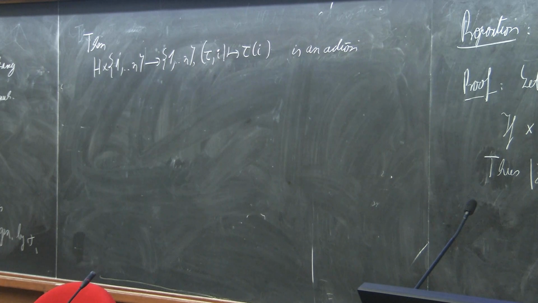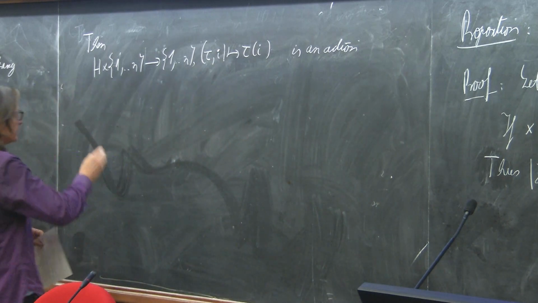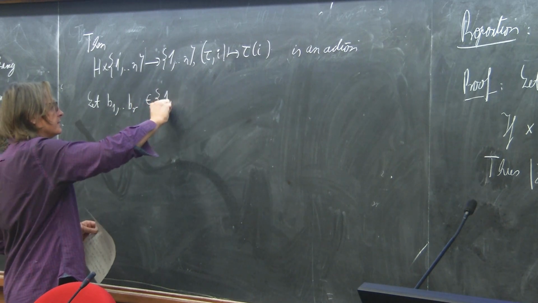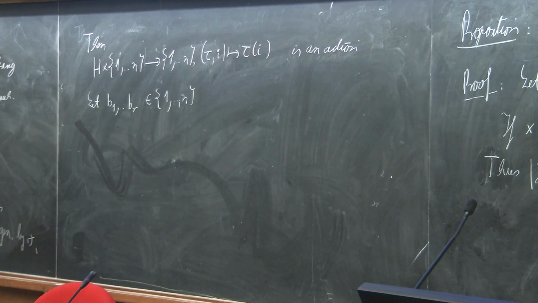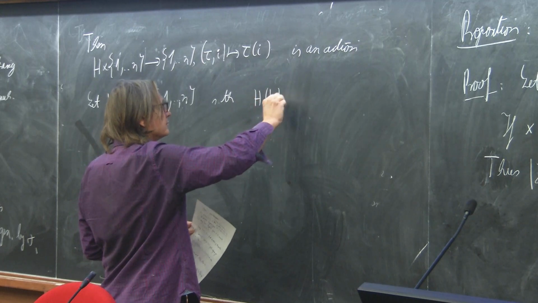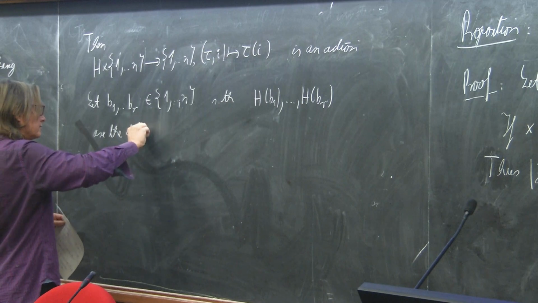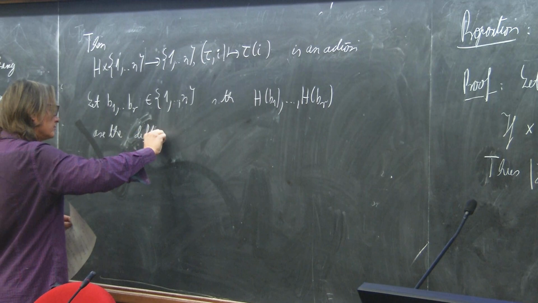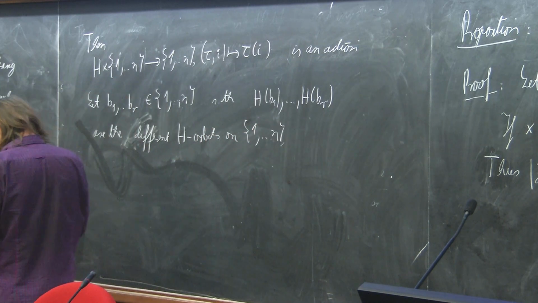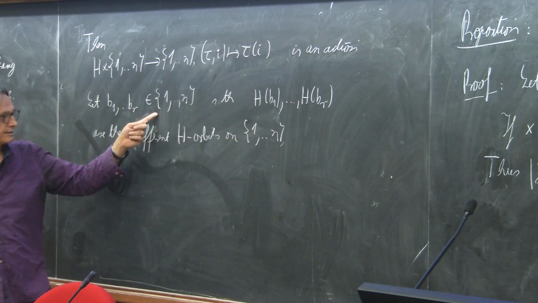So now we want to look at the orbits. So we want to choose, in some sense, representatives of all the orbits. So let b1 to br be some elements in 1 to n, such that their orbits are the orbits. So such that H of b1, H of br are the different H orbits on 1 to n. Okay. So it follows, for instance, that the union of these orbits is therefore the set 1 to n.